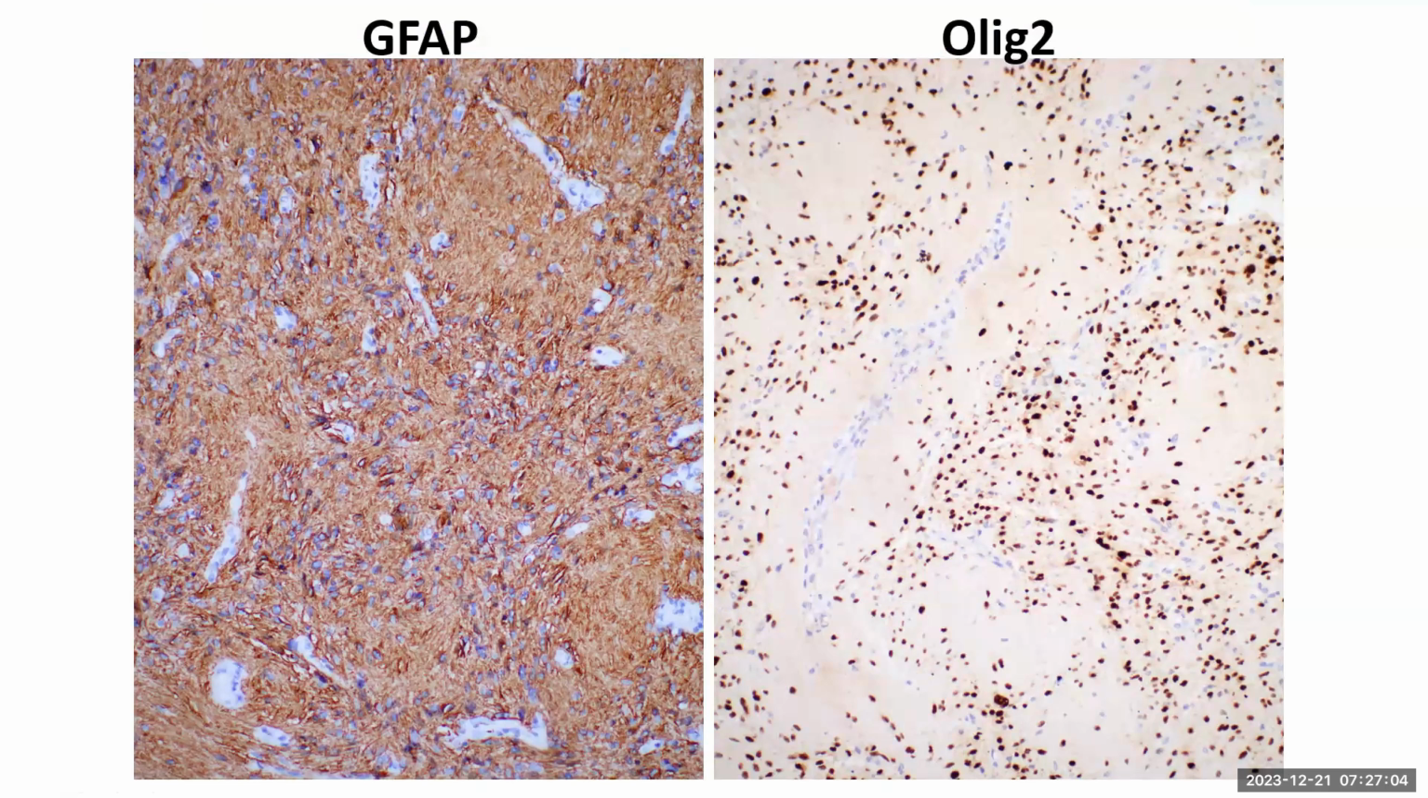GFAP shows on the left side that this is an astrocytic or a glial tumor. Individual cells have their cytoplasm labeled with GFAP, and the nuclear marker of glial differentiation, OLIG2, is positive in all cells except the endothelial cells. Next.